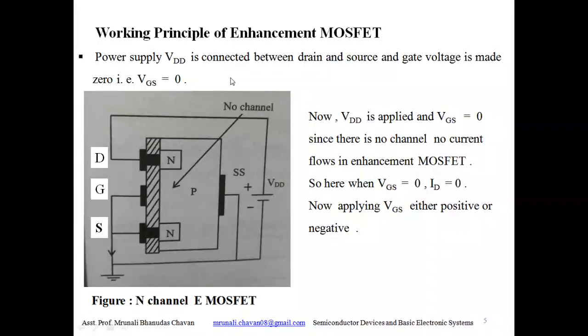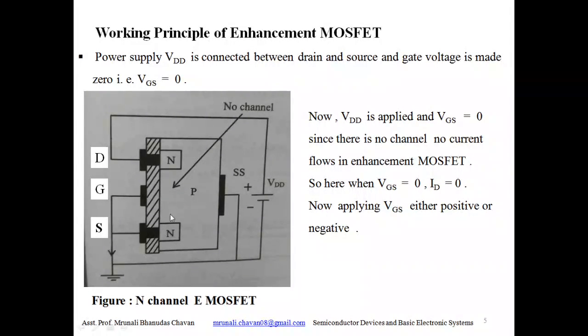Now we will see the working principle of enhancement MOSFET. Power supply VDD is connected between drain and source, and gate voltage is made 0, that is VGS equal to 0. In this figure we can see VDD is connected between the drain terminal and source terminal, and the gate G is connected to ground, meaning we have kept VGS equal to 0. Now VDD is applied and VGS is equal to 0.